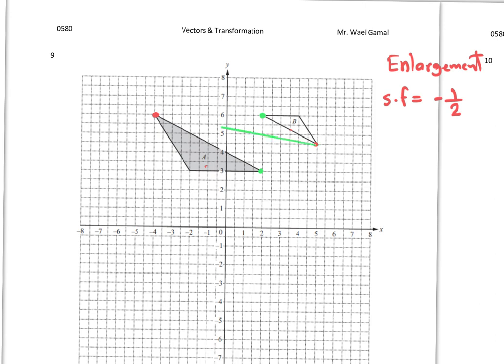So this is the line. Now join the other line between the point and its image. They intersect at the center of enlargement. So the center of enlargement is 2 and 5. If we have a negative scale factor, the center of enlargement is between the original shape and the image. Center of enlargement 2, 5.